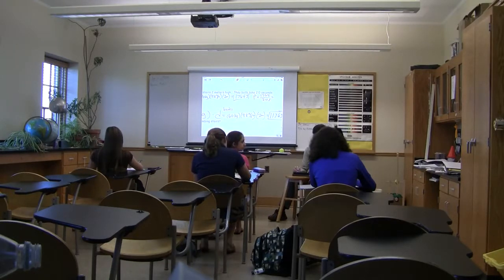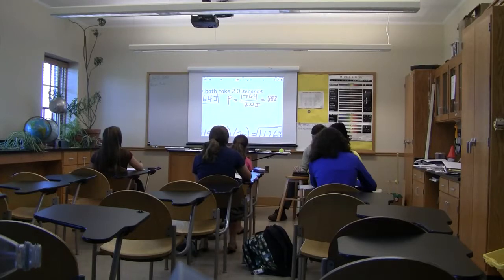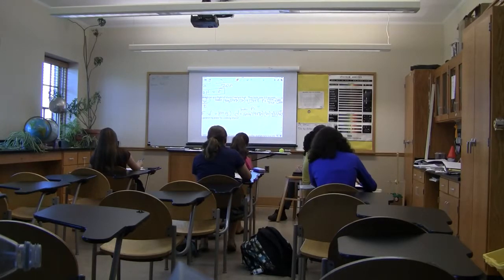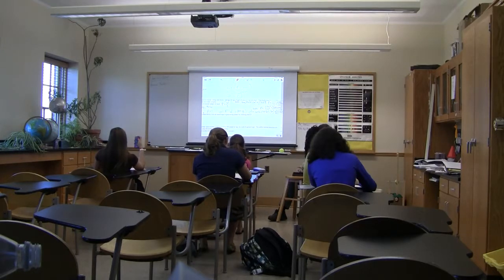2 meters. So how much is he? Bobby's 882. Oh wait, it's 882 each what? Not joules. Watts. I thought this was the final answer. And then Becky's power equals 1176 over 2, 588. 882 is Bobby's, and Becky's is 588. It's because he has bigger mass.